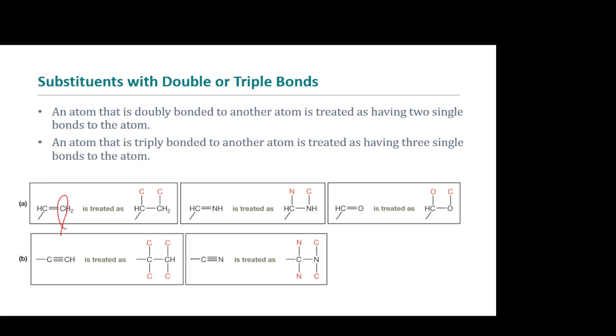So let's say we were trying to compare the priorities for that carbon right there. Okay. So you'd go the highest priority groups that are attached to it, right? And so what you do is you treat it like it has 2 carbons attached to it. You count the double bond, the 2 bonds in the double bond, twice. So instead of counting it as if it has a single carbon right there attached, you count it as if it has 2 carbons attached. Okay?